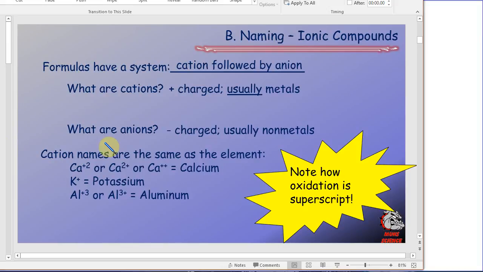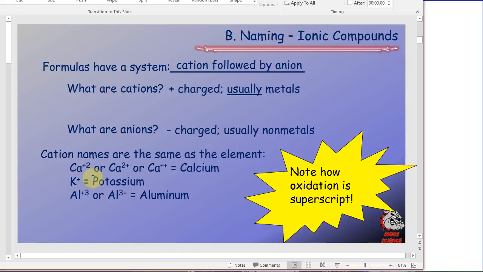Ionic compounds are named in a pattern where it's always the cation followed by the anion. The cations, again, are usually the positively charged metals. There are some exceptions to those, like hydrogen and some polyatomic ions. The anions are negatively charged and are usually nonmetals. Naming of the cations is pretty simple. It's just the name of the element.